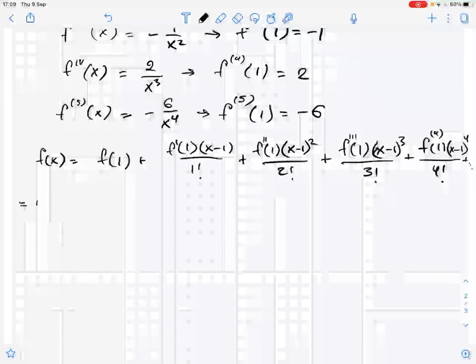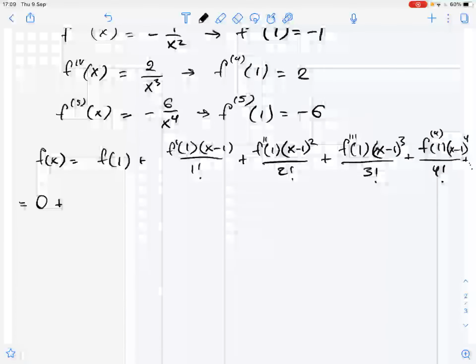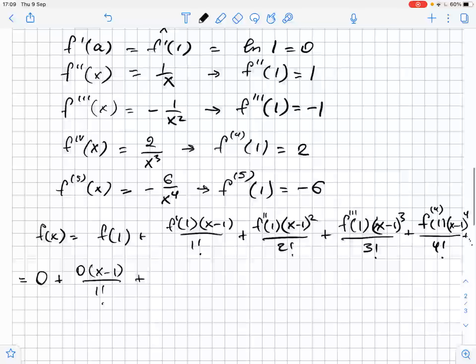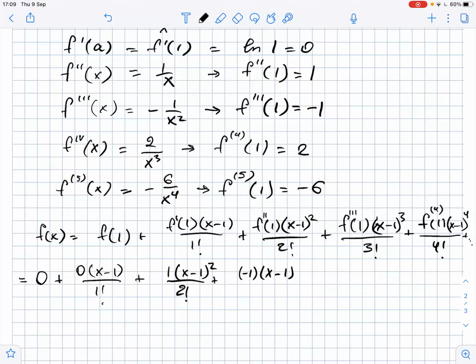And this equals, so f of 1 is 0, so it's 0, plus f prime of 1 is also 0, so it's 0 times x minus 1 over 1 factorial, plus the second order derivative of f of 1 is 1, so it's 1 times x minus 1 squared over 2 factorial, plus the third order derivative of f of 1 is negative 1, so it's negative 1 times x minus 1 cubed over 3 factorial, plus the fourth order derivative of f of 1 is 2, so it's 2 times x minus 1 to the fourth power over 4 factorial, plus the fifth order derivative of f of 1 is negative 6, so it's negative 6 times x minus 1 to the power of 5 over 5 factorial, and so on.